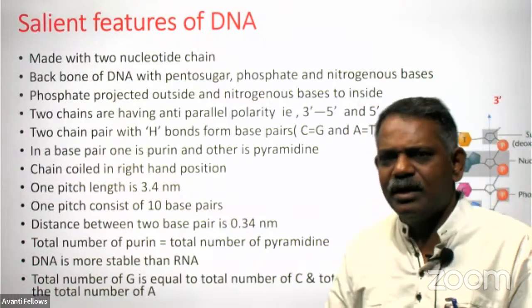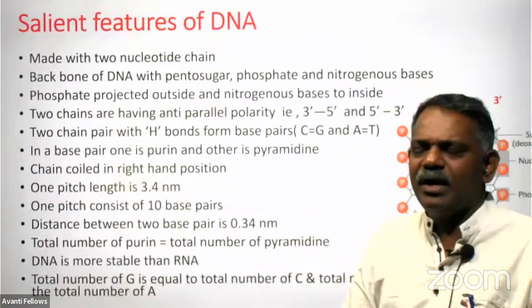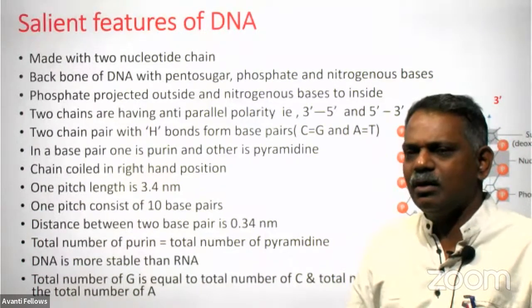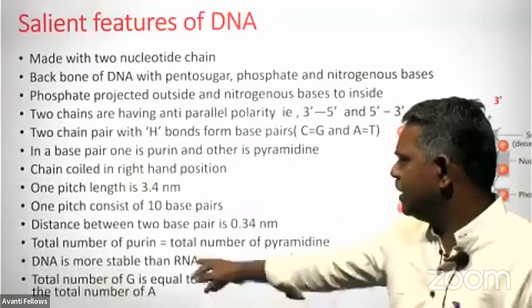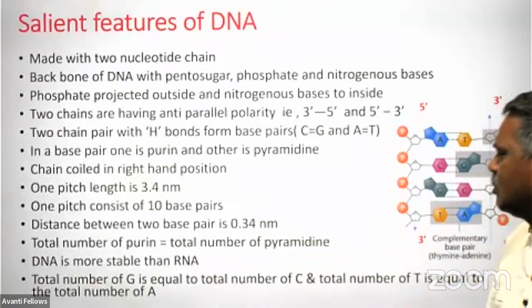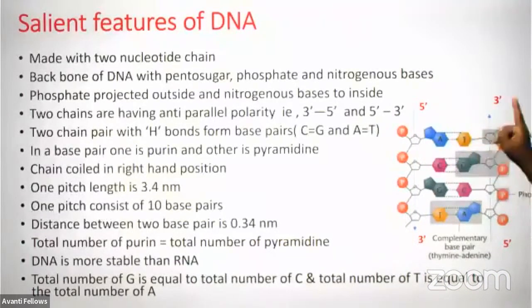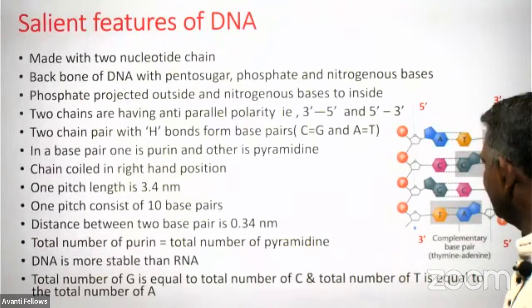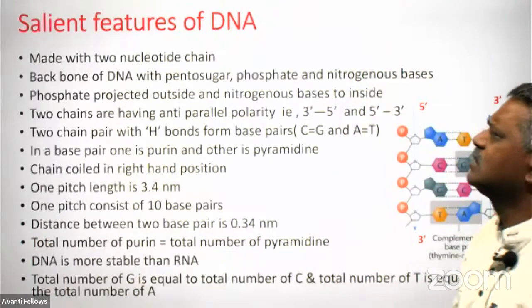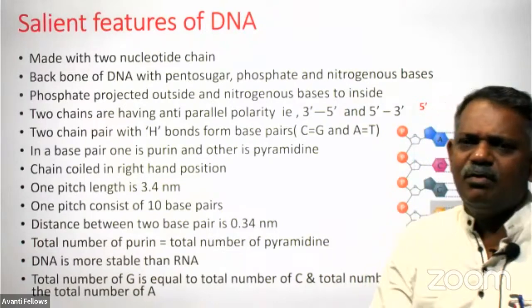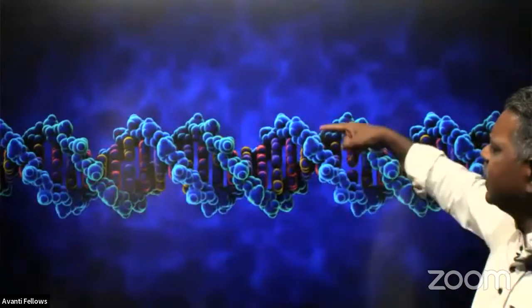So now only DNA has been selected by nature. Still, we can find DNA as a genetic material in all individuals except for the retroviruses, right? Then the total number of G is equal to the total number of C, and the total number of A is equal to the total number of T. These are the salient features of DNA that we already discussed while constructing the structure. And this is the double stranded structure.